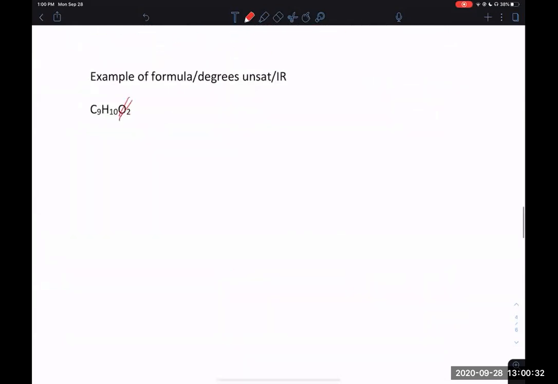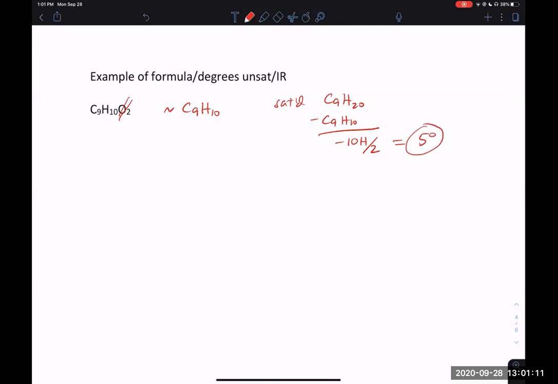So I'm loving this, right? I just cross out the oxygens and I go, this is like C9H10. Okay, if it were saturated, it'd be C9H2n plus 2, 2 times 9 is 18, plus 2 is 20. Be like C9H20. But I have C9H10. I'm missing 10 hydrogens. Divide by 2. I know what's in this molecule. It's 5 degrees. What does there have to be?